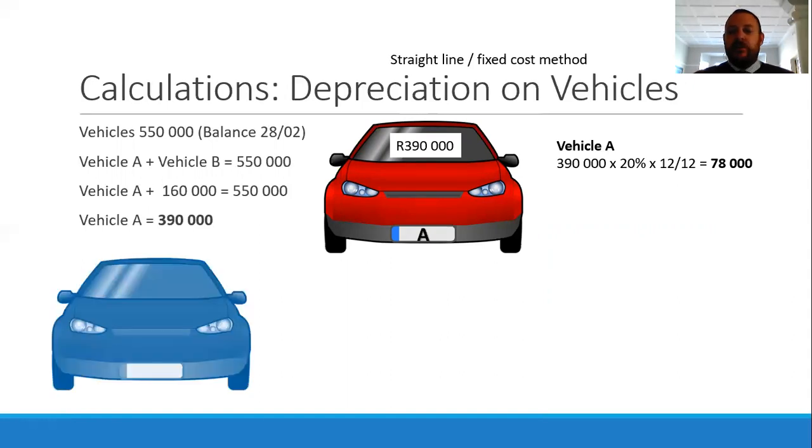And then for vehicle B, you'll see here its value is 160,000 Rand. But the thing with vehicle B is we haven't had it for a full 12 months. That's why you'll see we actually multiply it by 3 over 12, because vehicle B, we've only had it for 3 months. So the portion there for depreciation on vehicle B is only 8,000 Rand for those 3 months.